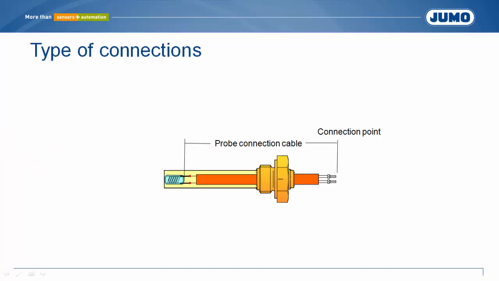RTD temperature probes can be equipped in 2, 3 or 4-wire technology. But the characteristics of the PD100 apply only to the sensor, including 10 up to 30 mm connection wires. When using 2-wire technology, the probe connection cable leads to a higher resistance value, and thus a higher temperature will be displayed.